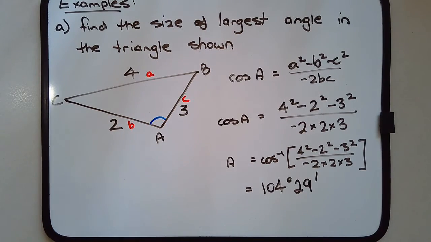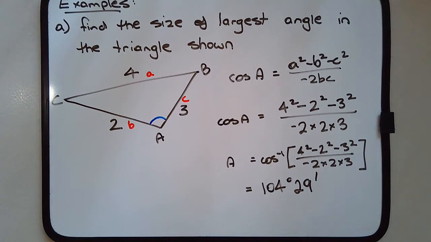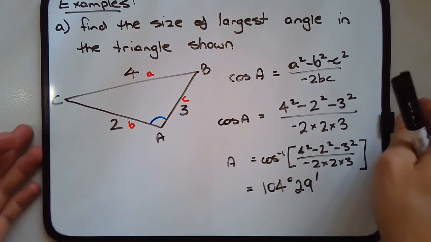Okay. Just making sure again. Rounding correctly. Yes, that's correct. So this is an obtuse angle triangle. All right, let's have a look at another example.